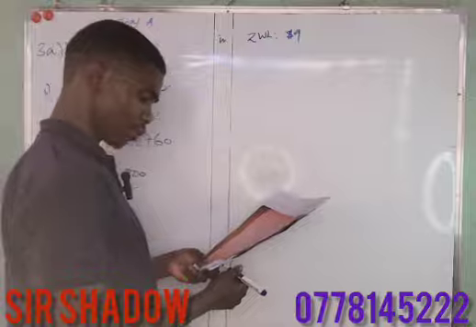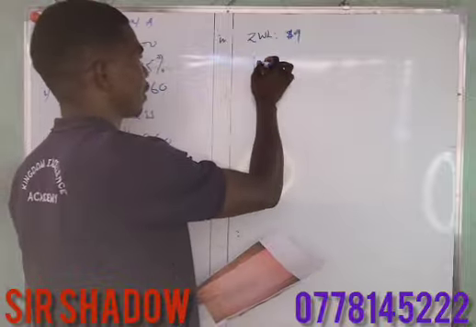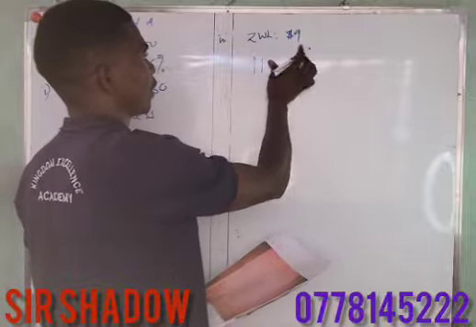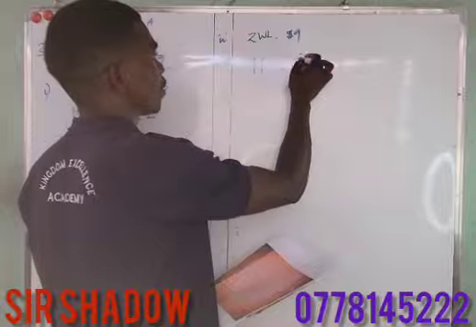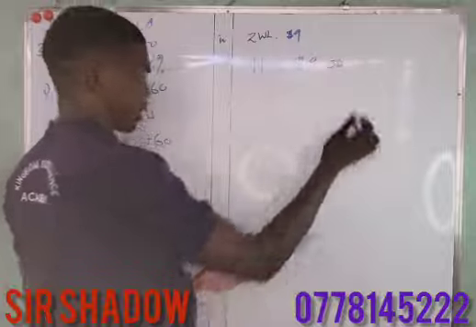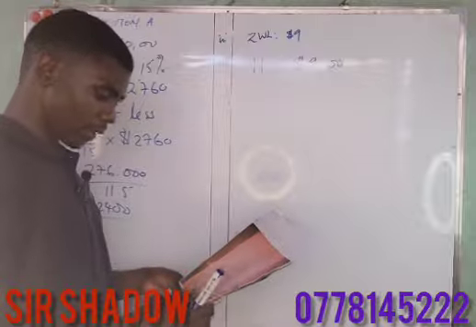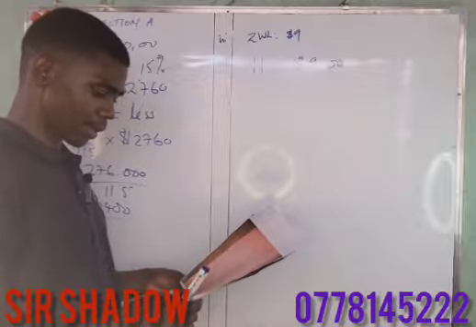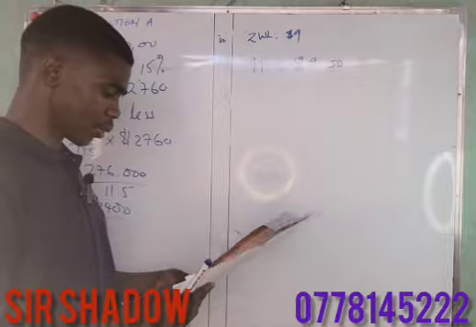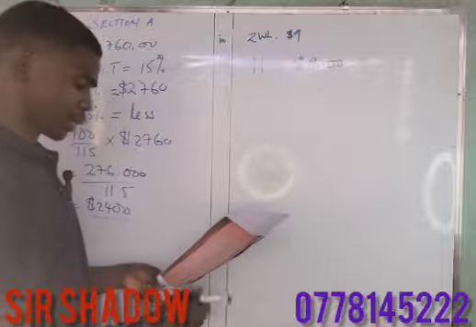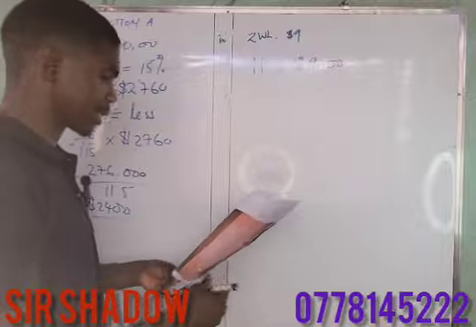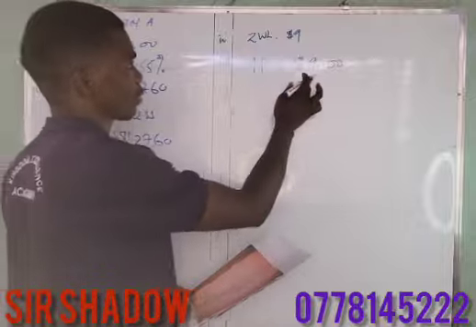$9 is equivalent to one puller. So one puller is equivalent to $9, right? Then we are asked to find the cost price of the mobile phone, right? But you are given the cost price, which is 2,760. So one puller is equal to $9.